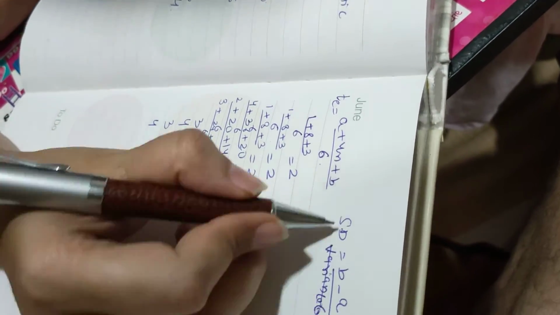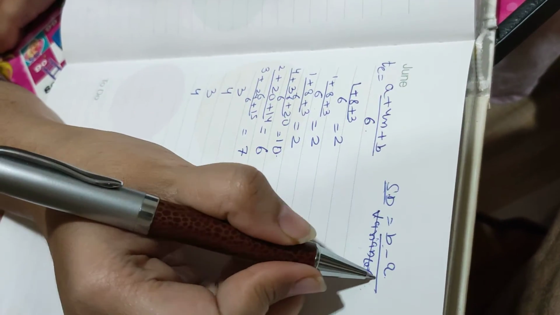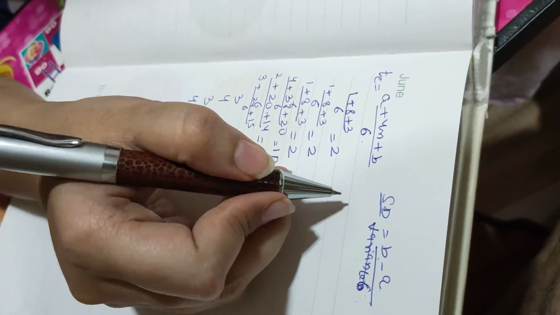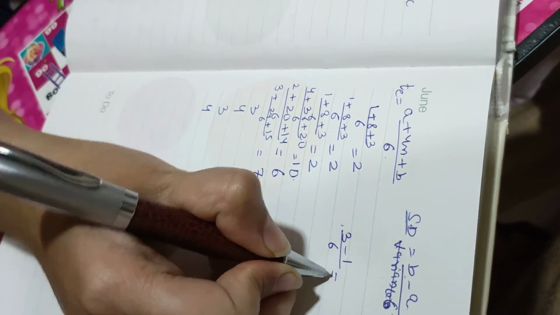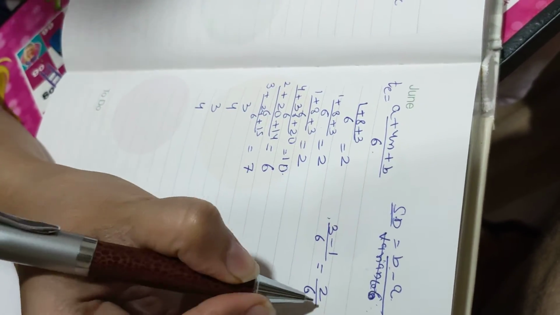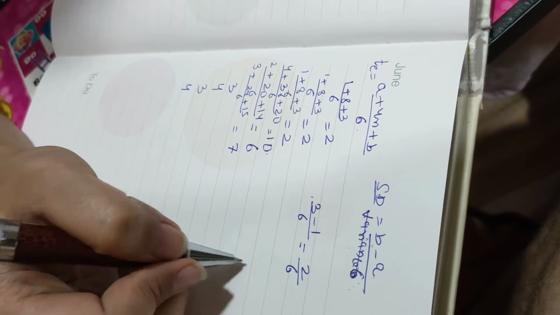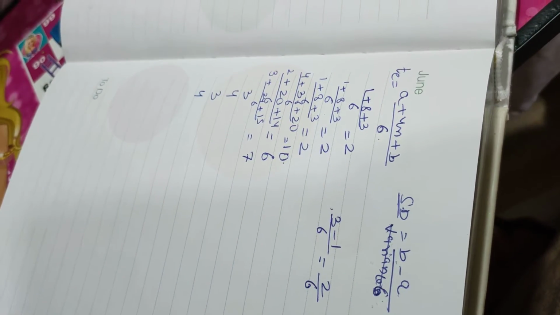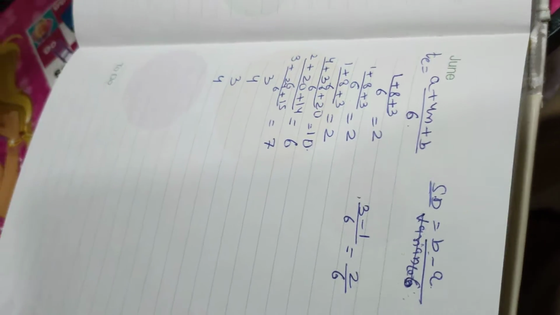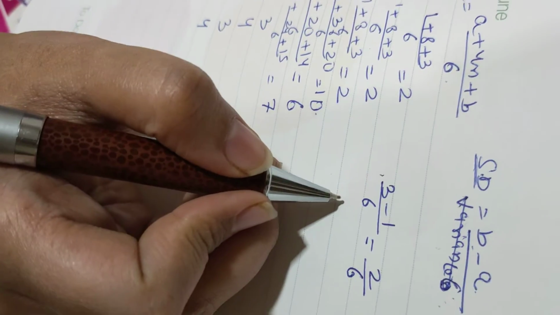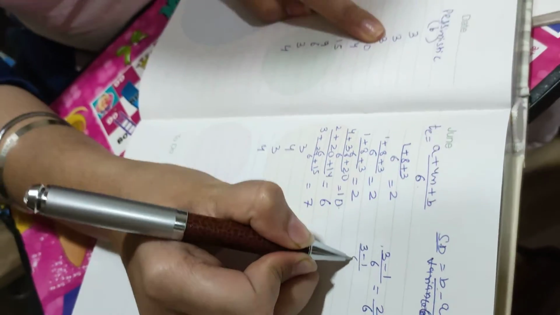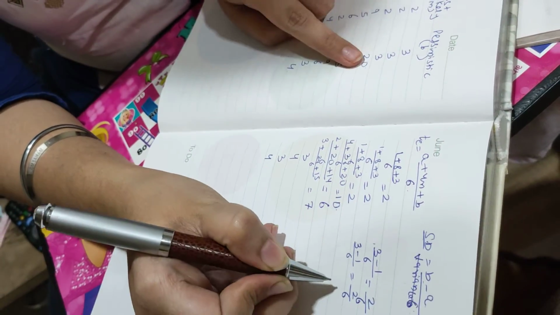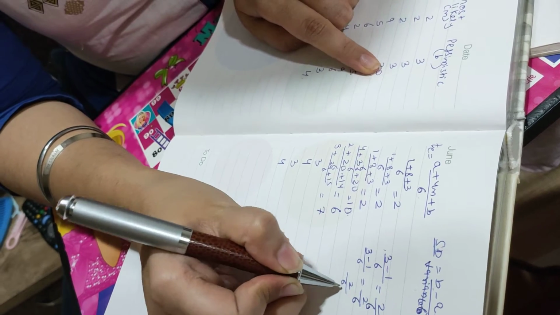Next will be the standard deviation, (B minus A) upon 6. B minus A, 3 minus 1 upon 6, that comes out to be 2 upon 6. We will write it as 2 upon 6 only. All the values will have denominator 6, as it will help us in further calculation. Next is again 3 minus 1 upon 6, that is 2 upon 6, and the next is also 2 upon 6.